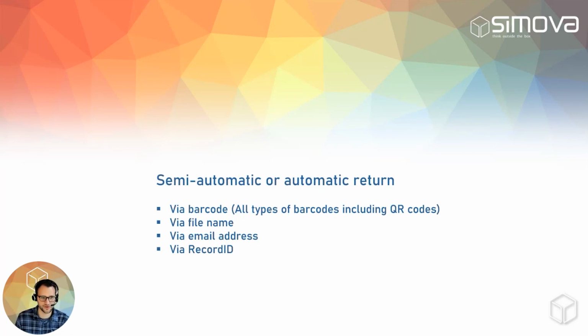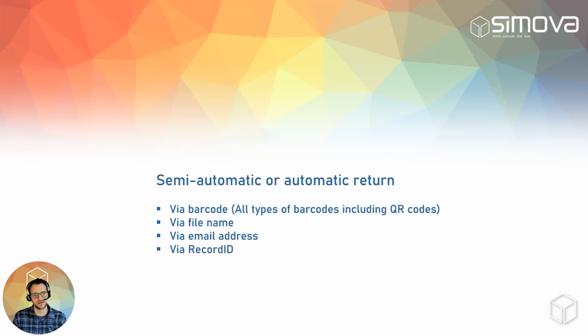We can return documents via file name. So when the document number, for example, is included in the file name, the document will automatically be returned to this document number. We can return via email address, so the email address from the sender will be recognized and, for example, be stored within the customer or the vendor, and you have all your documents regarding this customer ready then.